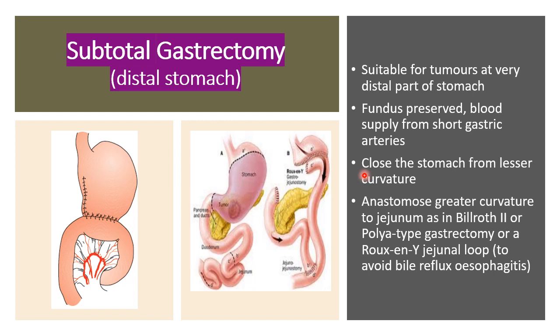Then close the stomach from the lesser curvature. Anastomose the greater curvature to the jejunum, as in Billroth 2. Either do a Billroth 2 gastrojejunostomy or a Roux-en-Y jejunal loop. Okay, Roux-en-Y anastomosis: either do a Billroth 2 type of operation or a Roux-en-Y jejunal anastomosis.